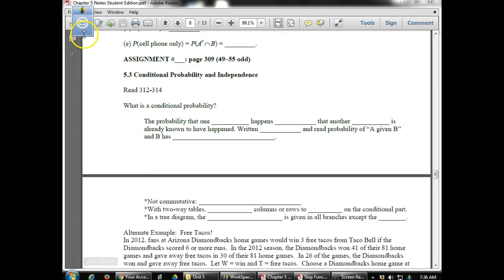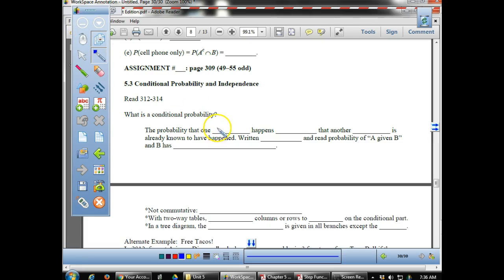Okay, today we're going to talk about conditional probability. And what is conditional probability? It is a probability that one event happens given that another event is known to have already occurred. It is written P, and then you have parentheses and A, and then the symbol for given is literally just a straight line. It is read the probability of A given B, and B has already occurred.